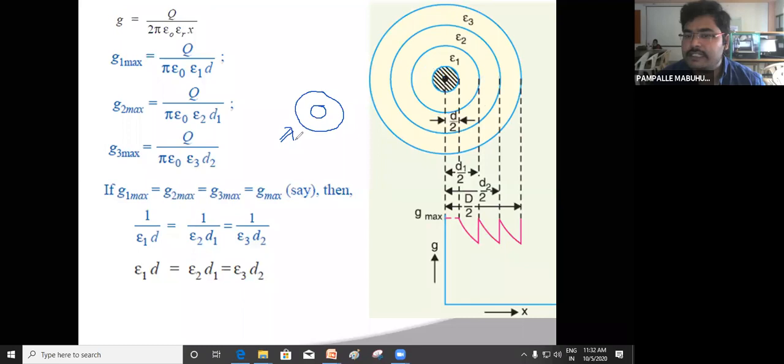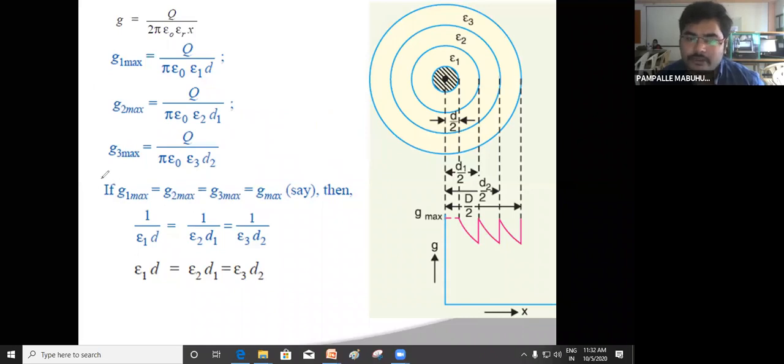So if you consider one single layer conductor, the G max value will be equal to Q by pi epsilon naught epsilon 1 d. Okay. So now if you consider the different layers, those G1 max, G2 max values will be like this.